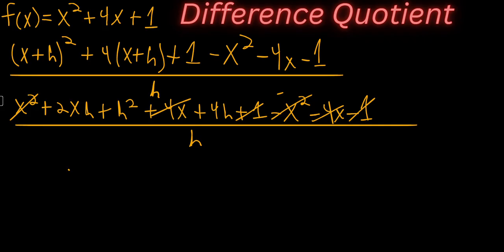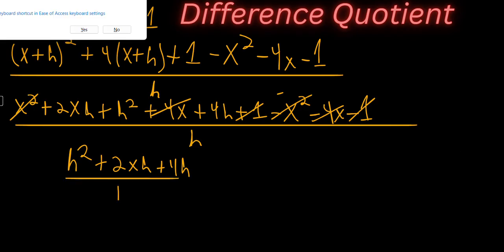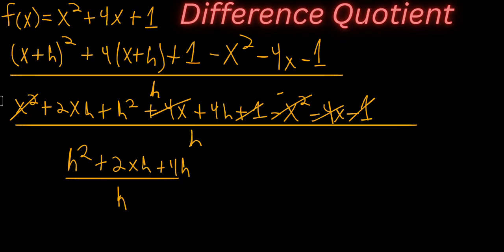Okay, so we are finally left with h squared plus 2xh plus 4h. And all of that will be divided by h. Sorry for the technical difficulties there. I think my lines are going to get a little less straight because I'm using a little software here, but it's giving me some problems.